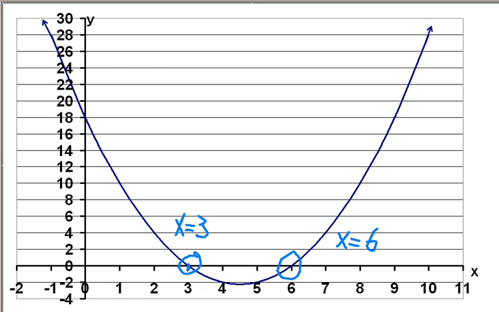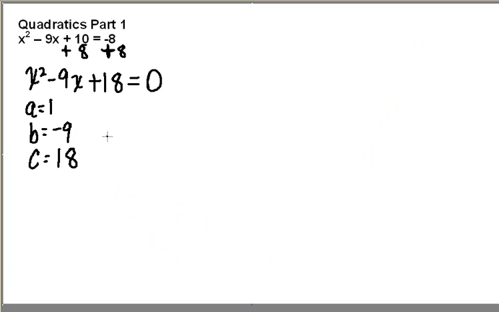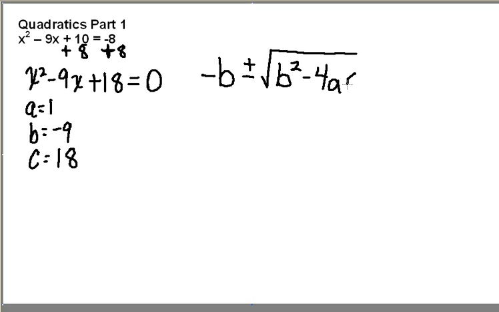However, if I'm not given the graph, and I don't really have a method for graphing, there is a formula that will always work. Our formula is minus b plus or minus the square root of b squared minus 4ac, all divided by 2a. And now it should become apparent why we are interested in these coefficients.